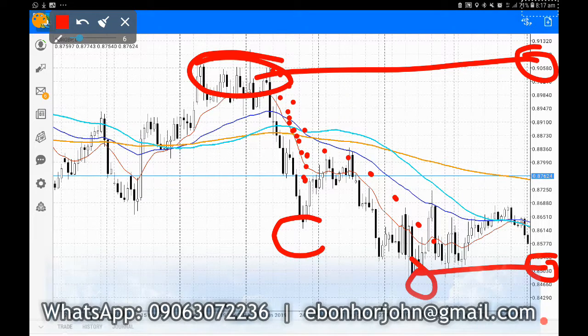Okay, so you buy when price is at its lowest point and you sell when price is at its highest point. That is how we make money in Forex. Now, how do you know when price is at its highest point and how do you know when price is at its lowest point? That is what this entire course is all about.